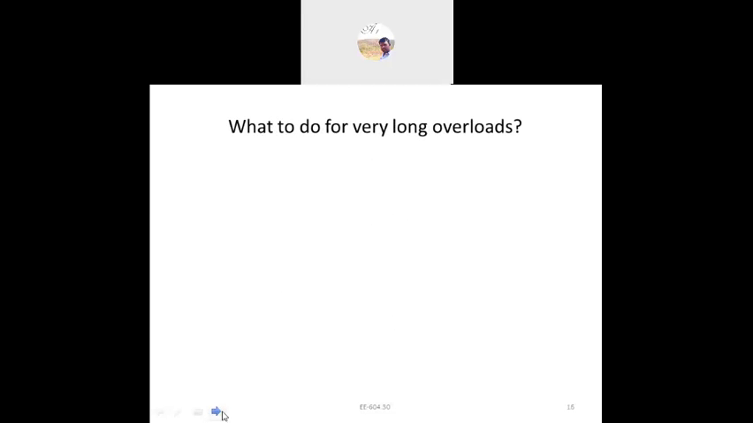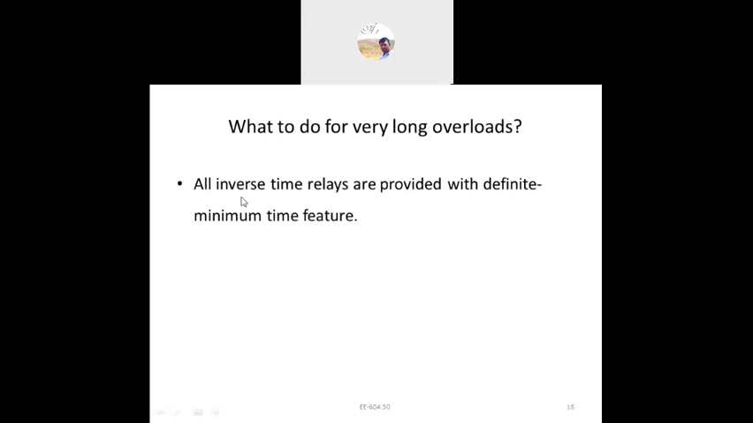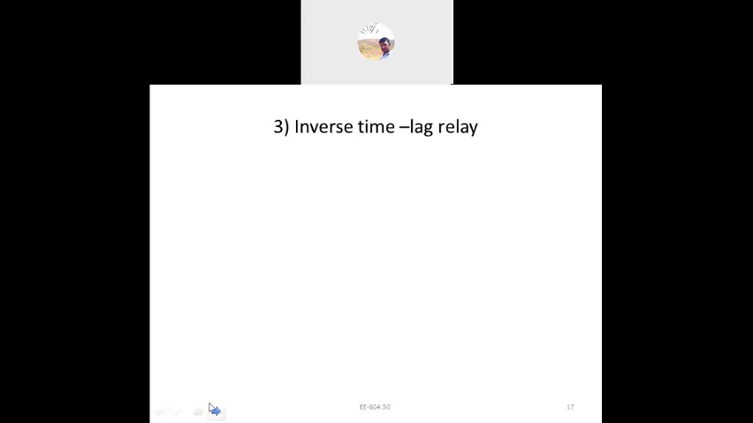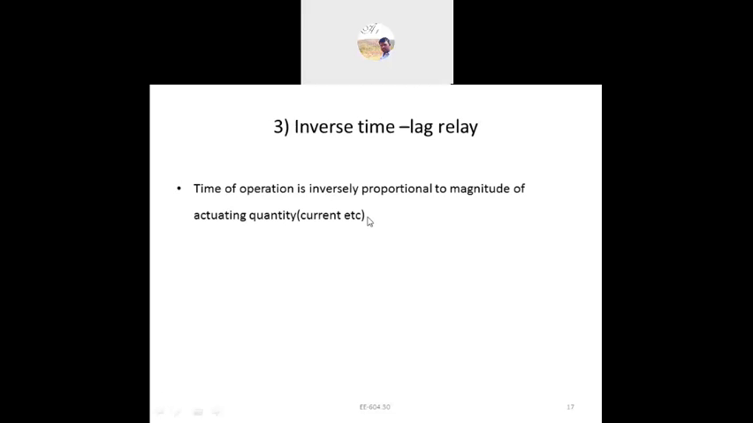Next, for very long overloads, all inverse time relays are provided with a definite minimum time feature, so when overloads occur continuously, the relay operates. Next we have the inverse time lag relay. The time of operation is inversely proportional to the magnitude of the actuating quantity.